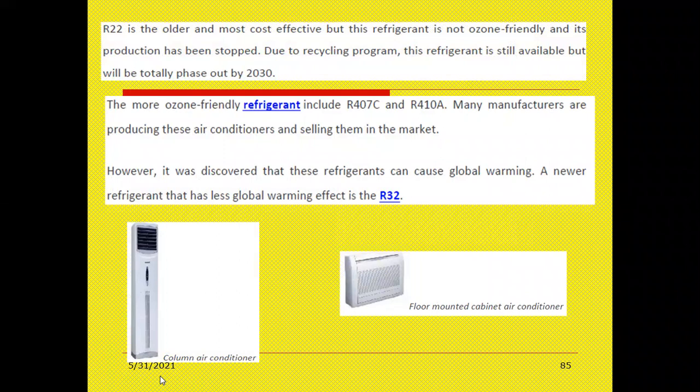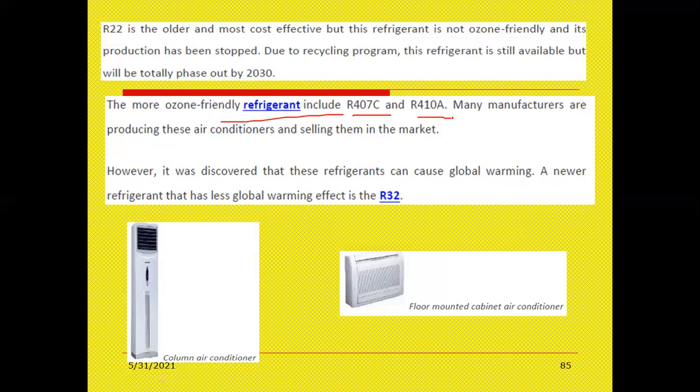Due to the recycling problem, this refrigerant is still available but will be totally phased out by the year 2030. So that's why it is not used, because of cost and other technical problems. The more ozone friendly refrigerants we are using in this floor mounted system are R407C and R410A. Many manufacturers are producing these ACs and selling them in the market.